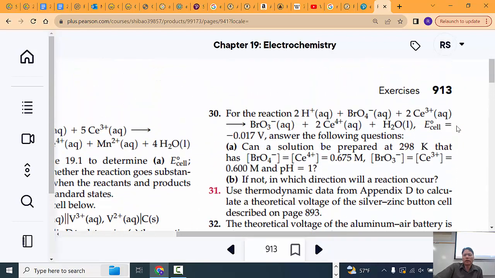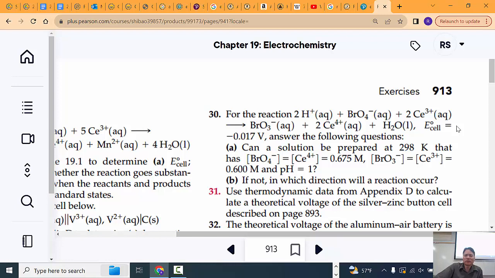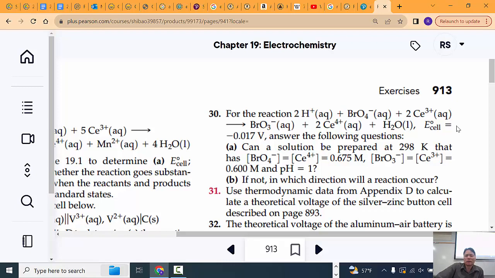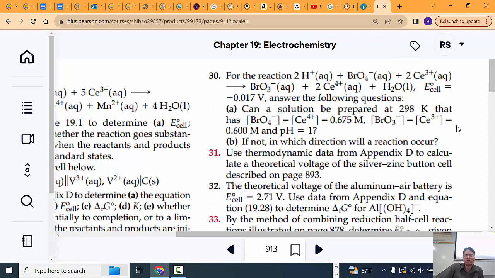For this reaction here, how many moles of electrons were transferred in this particular reaction for number 30? 2 is correct. Probably the easiest to look at cerium. Cerium goes from +3 to +4. For perbromate, it's a bit more work to figure out.